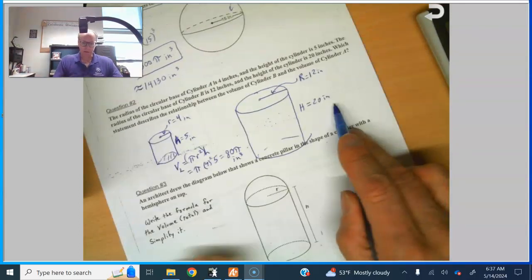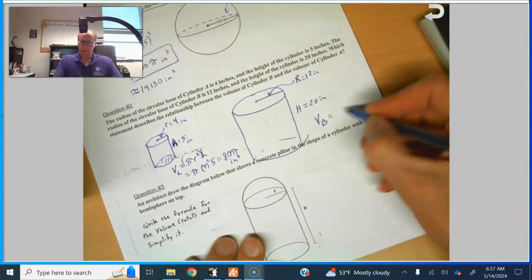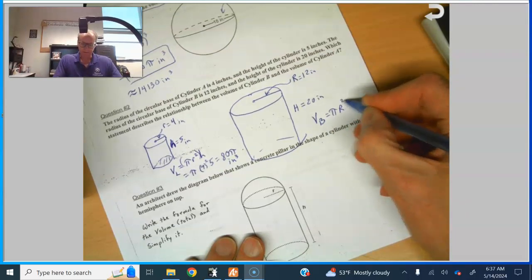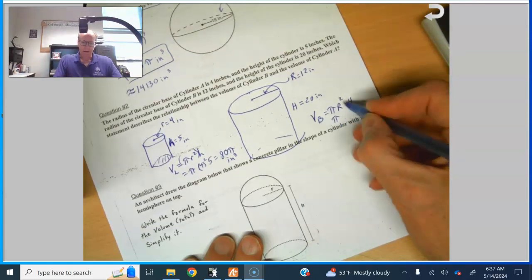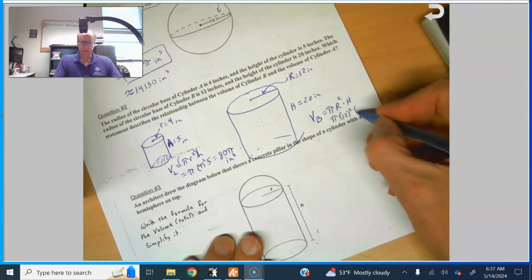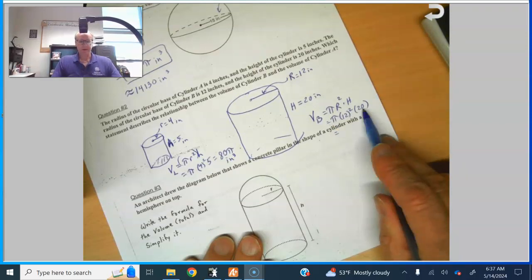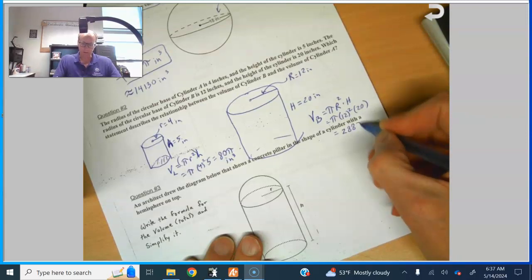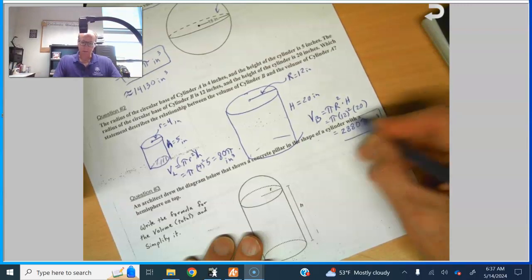Now I'm going to do this one over here. This one is going to be the volume of the big cylinder, and it's going to be pi r squared, this time the capital R, times h. And of course, that's going to be pi. The radius is 12, and 12 squared is 144. And I'm going to multiply that by 20, and I'm going to get an answer. 144 times 20 is going to be 288 with a 0, 2880 pi inches cubed.